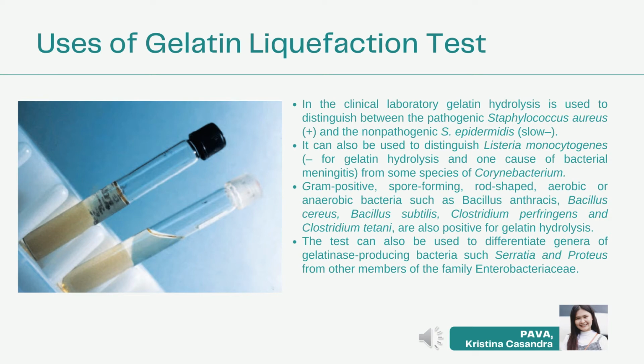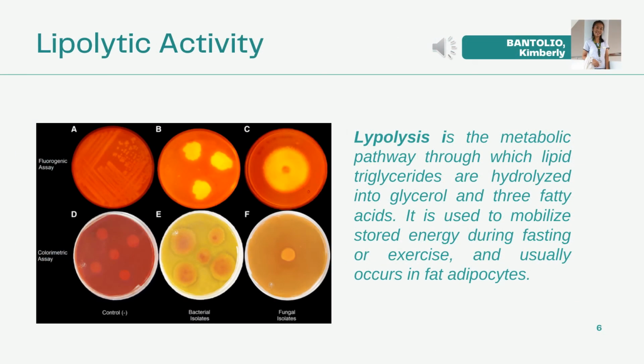Gram-positive, spore-forming, rod-shaped aerobic or anaerobic bacteria such as Bacillus anthracis, Bacillus cereus, Bacillus subtilis, Clostridium perfringens, and Clostridium tetani are also positive for gelatin hydrolysis. The test can also be used to differentiate genera of gelatinase-producing bacteria such as Serratia and Proteus from other members of the family Enterobacteriaceae.